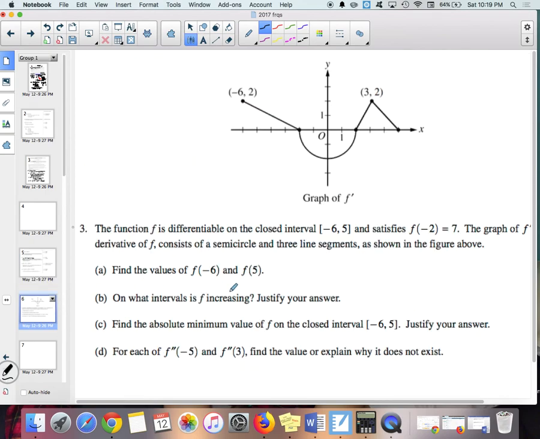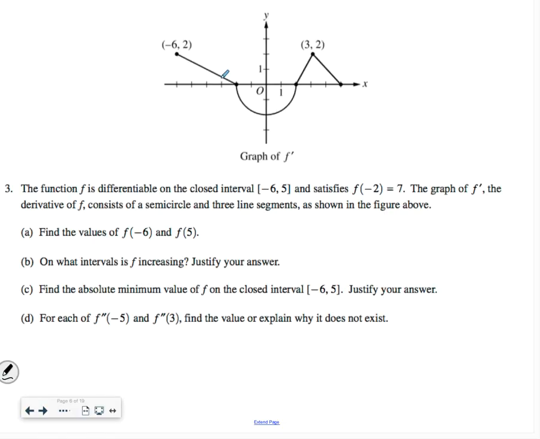All right, so let's go ahead and look at number 3. Number 3 says the function f is differentiable in the closed interval of negative 6 to 5 and satisfies f of negative 2 is equal to 7. The graph of f prime, the derivative of f, consists of a semicircle and 3 line segments as shown in the figure above. Find the values of f of negative 6 and f of 5.